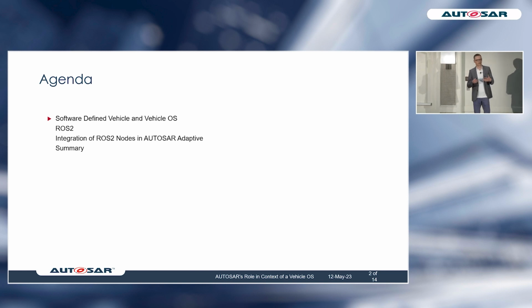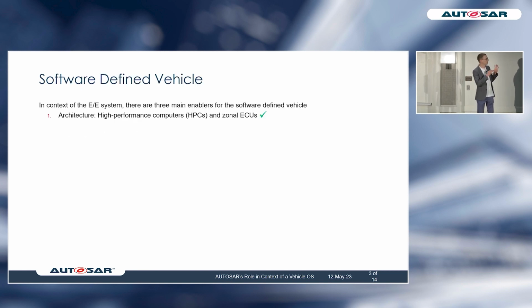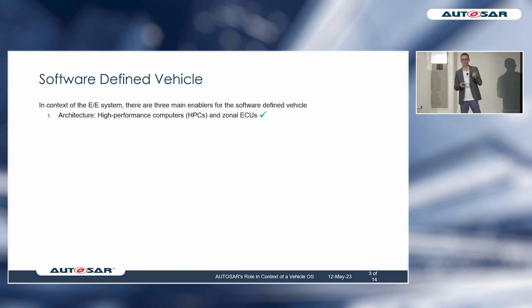So in the context of the EE system, we have basically 3 enablers for the software-defined vehicle. At least that's how we define it. The first one is the EE architecture itself, like decoupling compute units, HPCs, from sensor and actuator units. So having the zonal HPC architecture is enabler number 1.